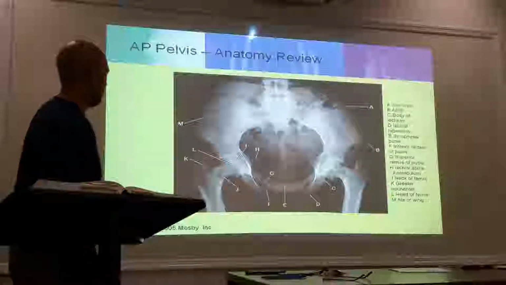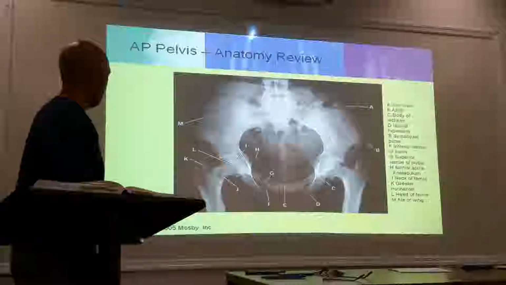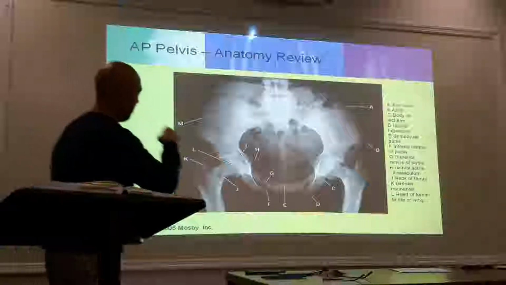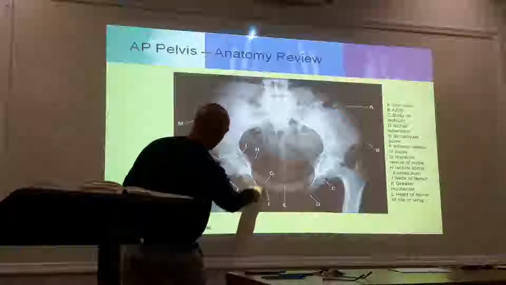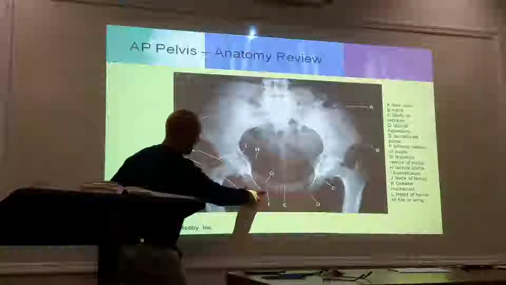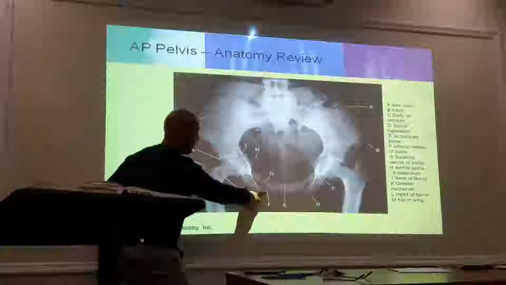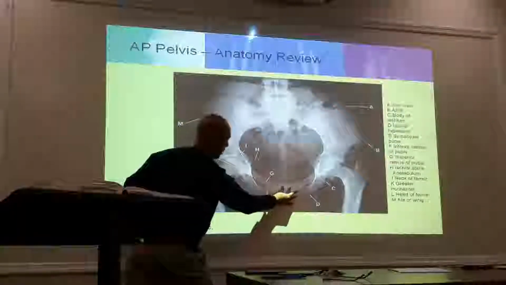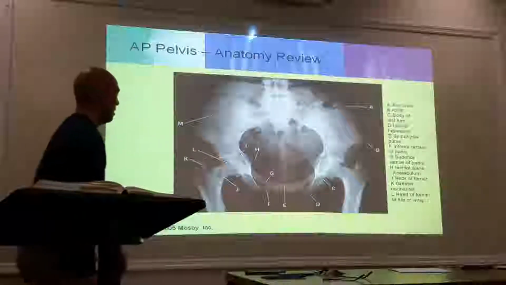What is C? Is that the body? Yeah. Okay, now I need to look up because I don't know what it's asking for. Body of the ischium. Okay. F and G, the rami. This is your inferior ramus and then superior ramus, and they're joined up at the symphysis pubis.